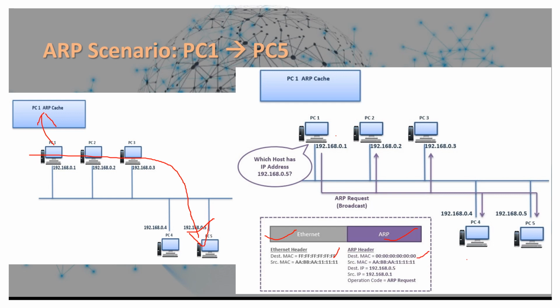So what does the Ethernet header do? It broadcasts to all other ports apart from the port on which the frame was received. And then the ARP header is going to be a request, meaning the operation code is request, which ends with 1, and it sets the destination MAC address as 00. Once it receives a reply back, the operation code will be 2, and here you can see the MAC address of PC5.